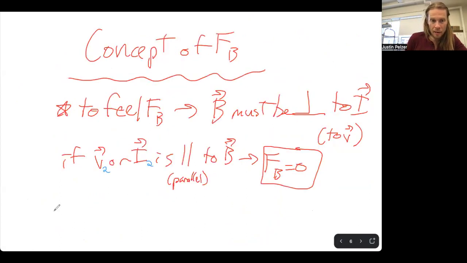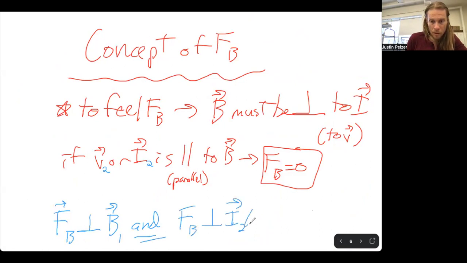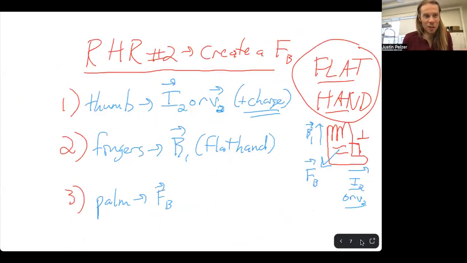So what we get is that the magnetic force is perpendicular to B, right? And the magnetic force is perpendicular to I, or velocity, whichever you're using. So everything's perpendicular to everything. That's how magnetism works. We have 3 dimensions, fingers, thumb, and palm. They're all perpendicular. That's how the right-hand rule works. Your right hand, turns out, can do that very well. That's why we use it.